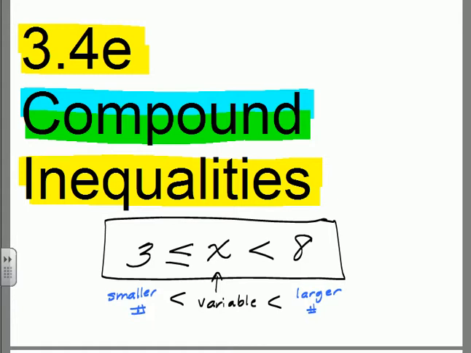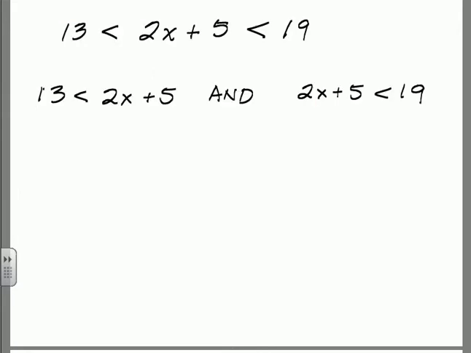So I'm going to talk about that right at the beginning. We want our answer to look like where we have the variable in the middle, and then on the left the smaller number of the two, and on the right the larger number of the two, and the arrows are always going to be pointing in this direction. Whether or not you have the equals, it doesn't matter. The important thing is the arrows are going to point this way. Okay, let's take a look at these compound inequalities.